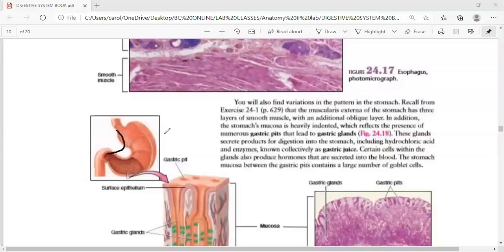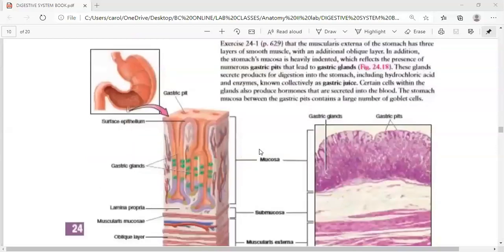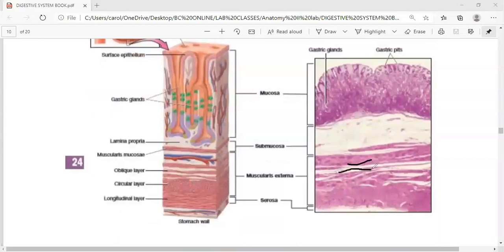So here's the stomach. Here you have a figure of the stomach, right? Those are the muscles right there. Having here again, that's different areas, mucosa, submucosa, muscularis, and serosa. You have the 4 layers right there.